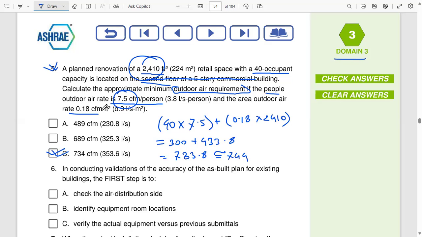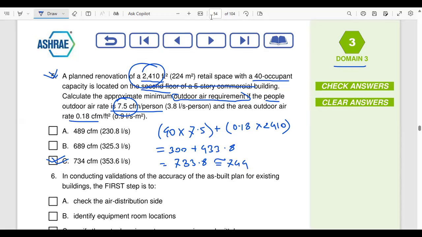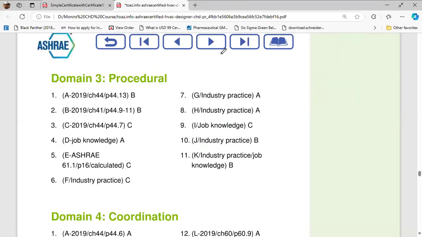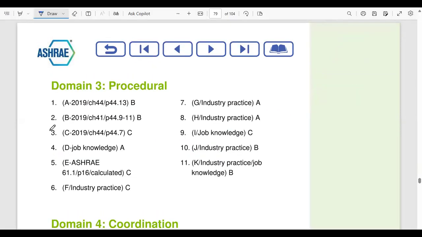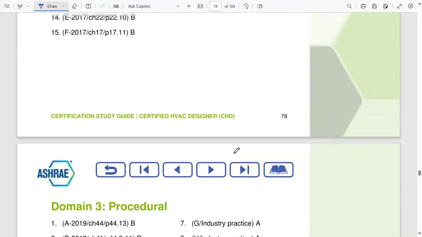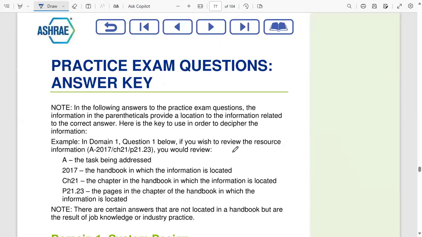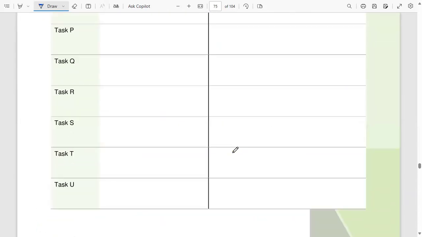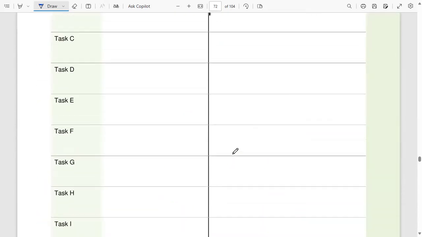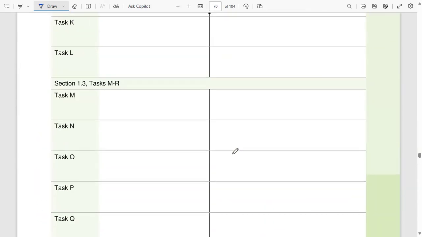Let's check it out. Now, it should be at page number 79. Yeah, domain number 3, question number 3, the answer is C. So you must try out all the questions that are freely available in the exam preparation handbook and let me know how you are performing.